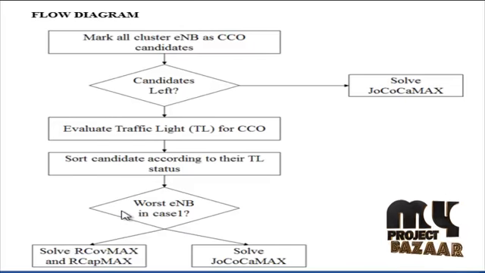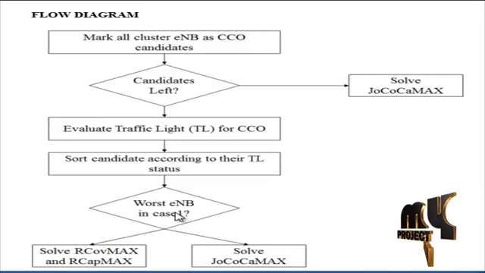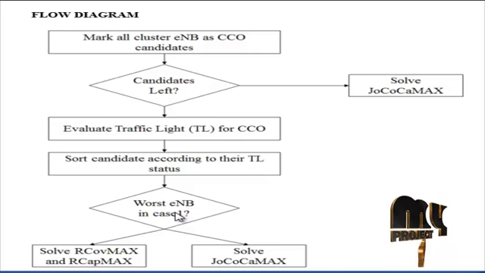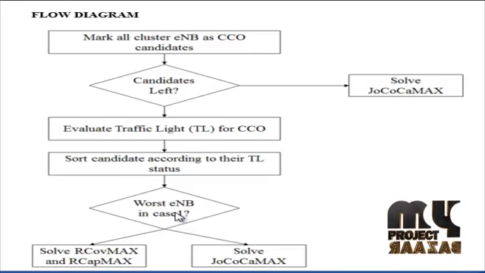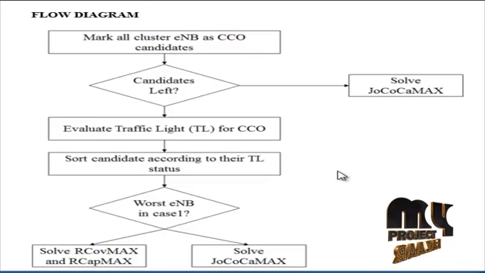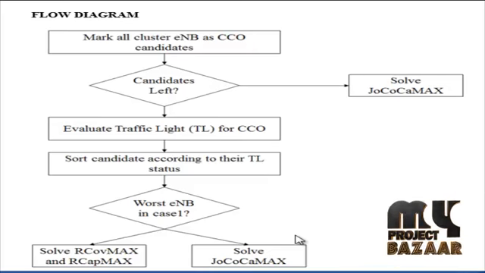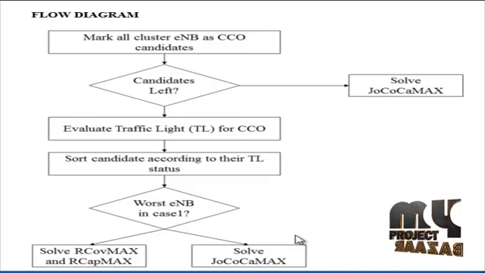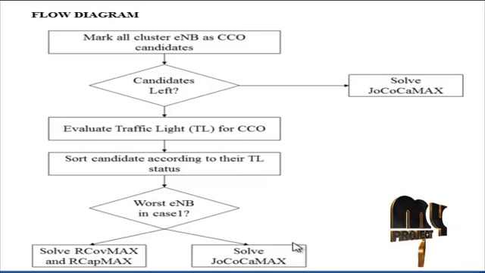If there is improvement in the coverage maximization process, then apply the solution for cluster eNBs and all HeNBs. If there is no improvement in the coverage maximization process, then remove the worst eNB from the CCO candidates. If there is improvement in the joint coverage and capacity maximization process, then apply the solution for cluster eNBs and all HeNBs. Finally, perform joint capacity and coverage maximization for all cluster eNBs. End the cluster CCO.